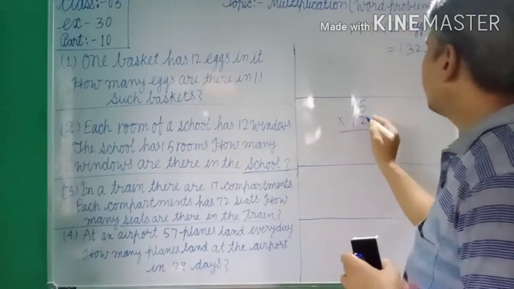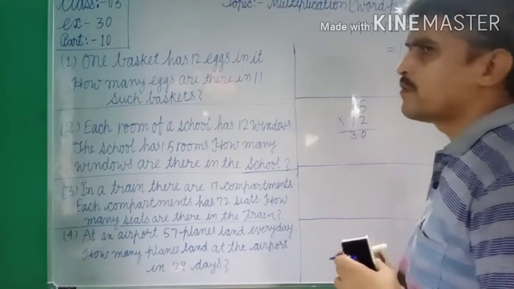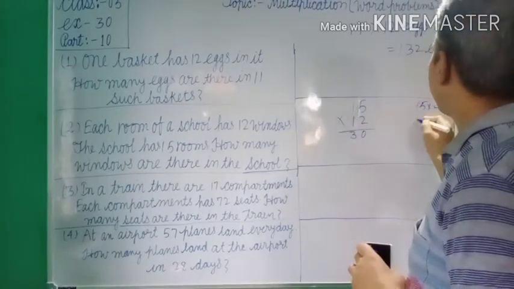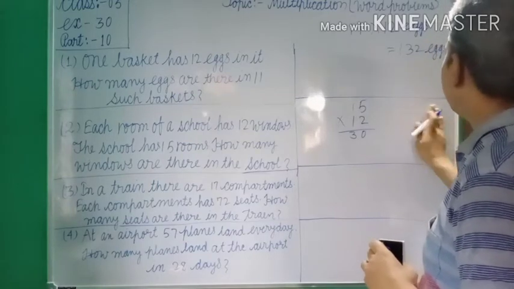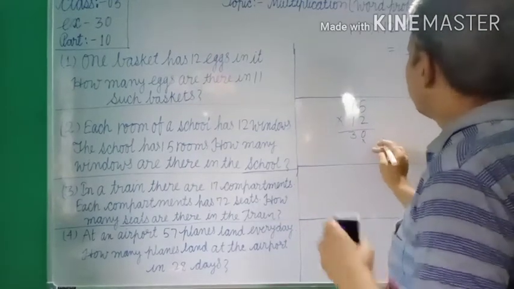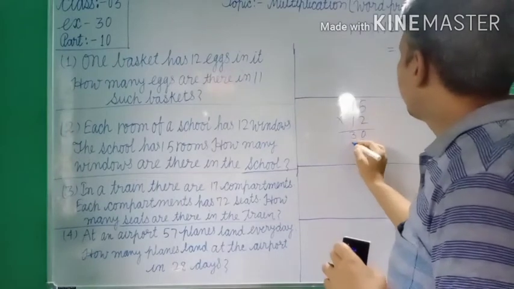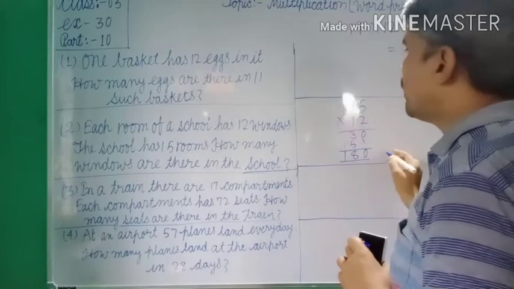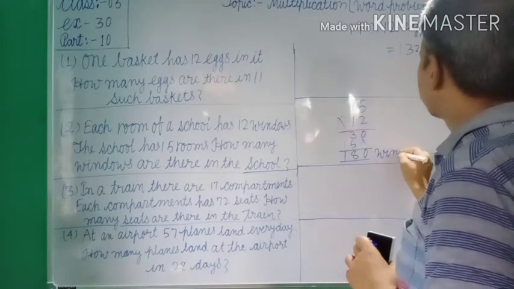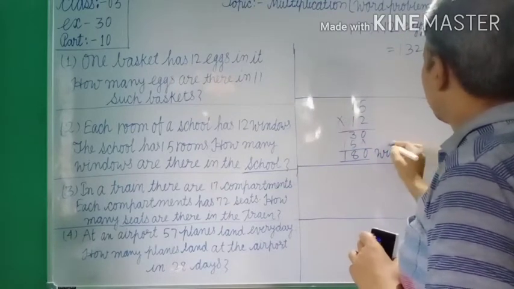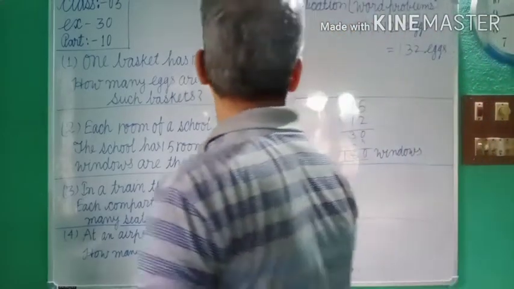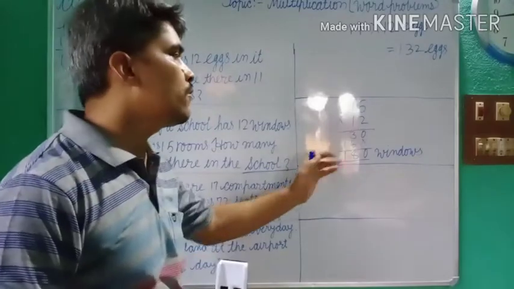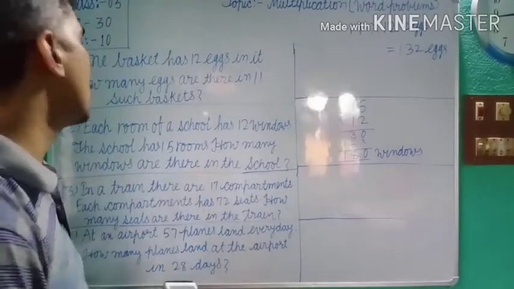So you multiply 15 by 12. You remember the table, so you directly 15 multiply 2, that means 30, and left one place digit. 180 windows are there in the school. In this way you find out the number of windows in the school.